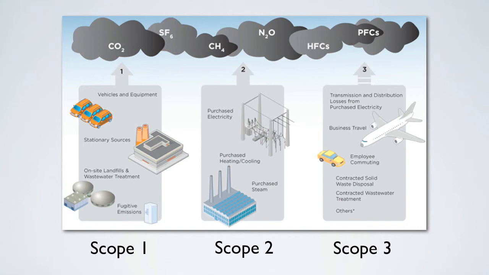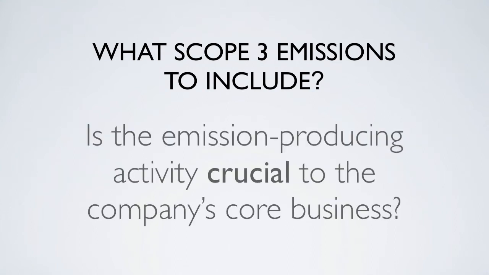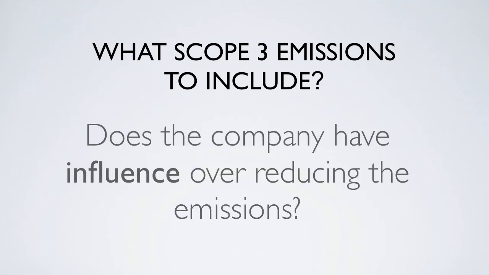When deciding which Scope 3 emissions to include in an inventory, companies should consider the following questions. Is the emissions producing activity large relative to the company's Scope 1 and 2 emissions? Is the emissions producing activity crucial to the company's core business? For instance, in Dell's case, the third-party shipping of computers to customers is a crucial aspect of the business. Does the company have any influence over reducing these emissions?